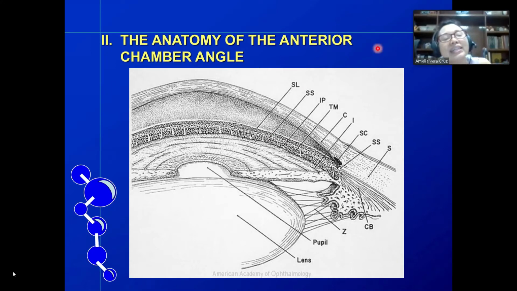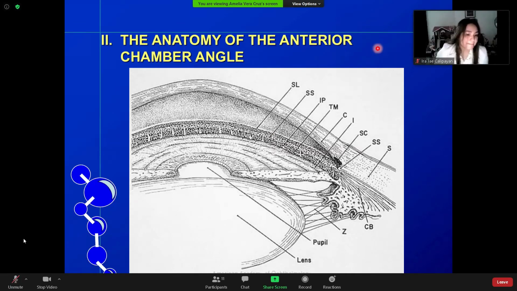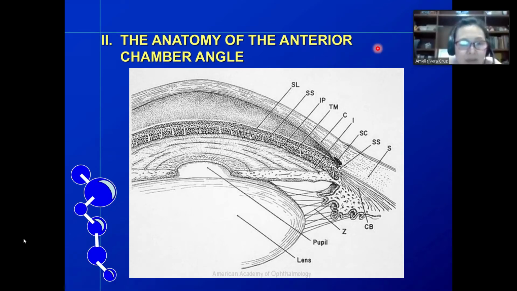Okay na? May audio na? Okay. So, your anterior trabecular meshwork does not drain your aqueous. It is only your posterior trabecular meshwork that will drain your aqueous.